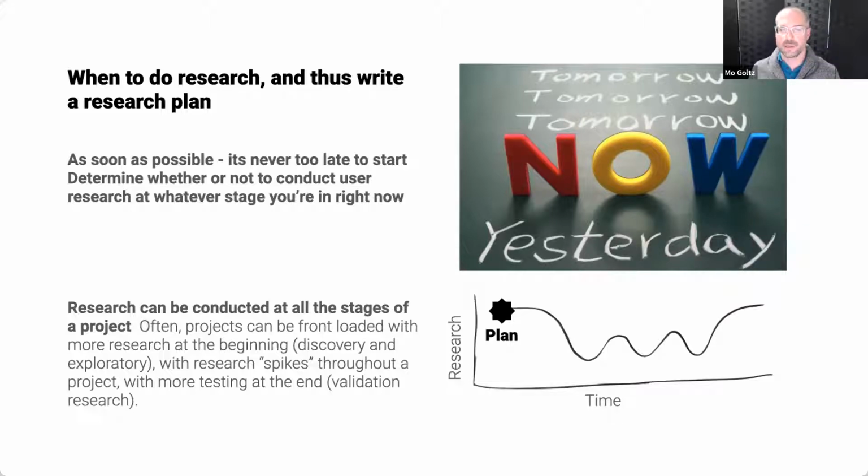Research can be conducted at all stages of a project. This is what the bottom right graph represents: research in many projects can be very heavy at the beginning, it can undulate in the middle, and it is heavy at the end. You can think of the beginning as the exploration or discovery research, and the end as your evaluative testing research. The star at the beginning is creating that plan, so you know when to plan for spikes in the middle and when to go for the long haul, at the beginning and the end.